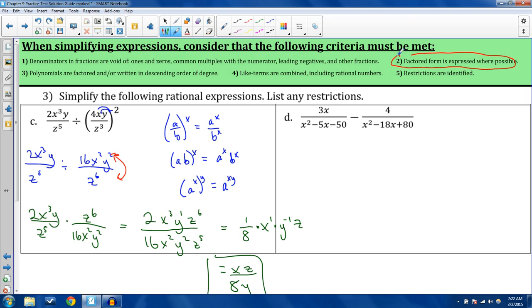Get in factored form wherever you can, because there are chances you can clean up some numbers before you even start finding a common denominator. And better yet, if you start doing this right here, you're going to see what common multiples are already shared. You don't want to multiply the entire bottom by the other guy if there's a common multiple.